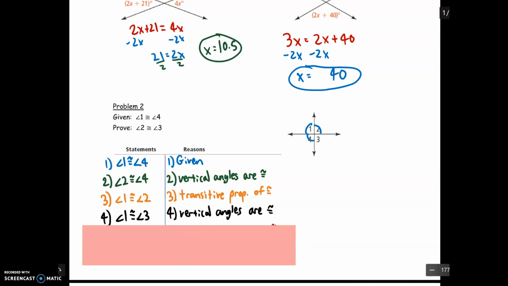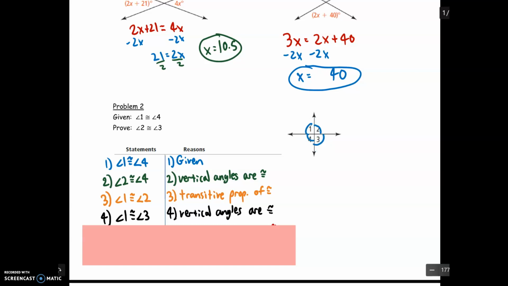So if I know that angle 1 and angle 3 are vertical, again, for the same reason as before, I know they're going to be congruent to each other. So I know that those are also vertical angles. We already used that rule again to say 2 and 4 are congruent. We can also use that rule again just to say that 1 and 3 are congruent.